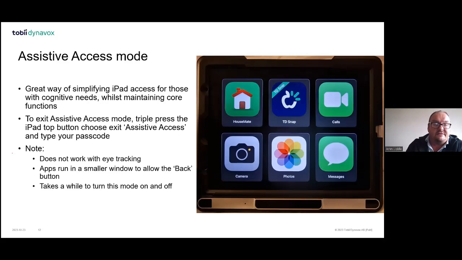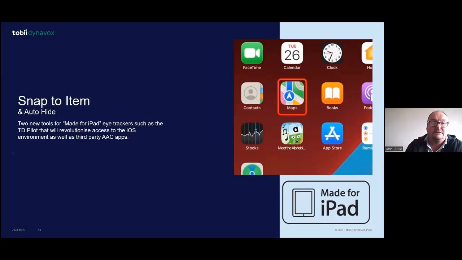There are a couple of considerations. As I mentioned before, it doesn't work with eye tracking. The apps run in a smaller window to allow access to the back button, and it does take a while, I'd say up to 30 seconds, to turn this mode on and off. Okay, so that was the Assistive Access mode.